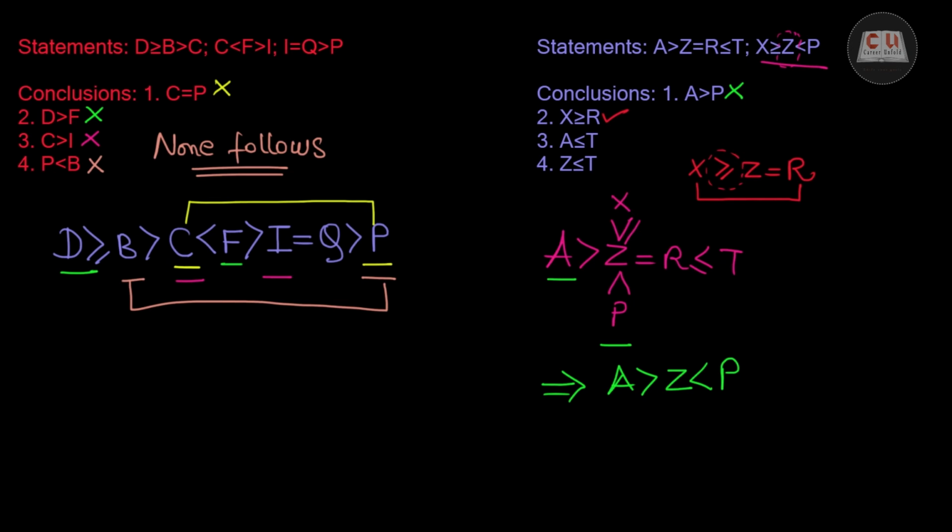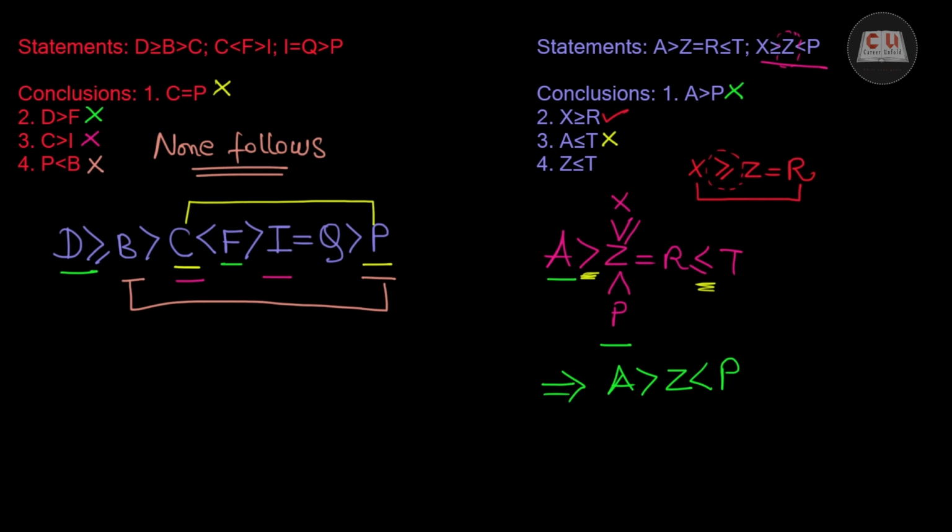Then we have A and T. So here's A, here's T. This is straight. So we see two opposing signs. One is greater than, one is less than equal to. So this one is not going to follow.